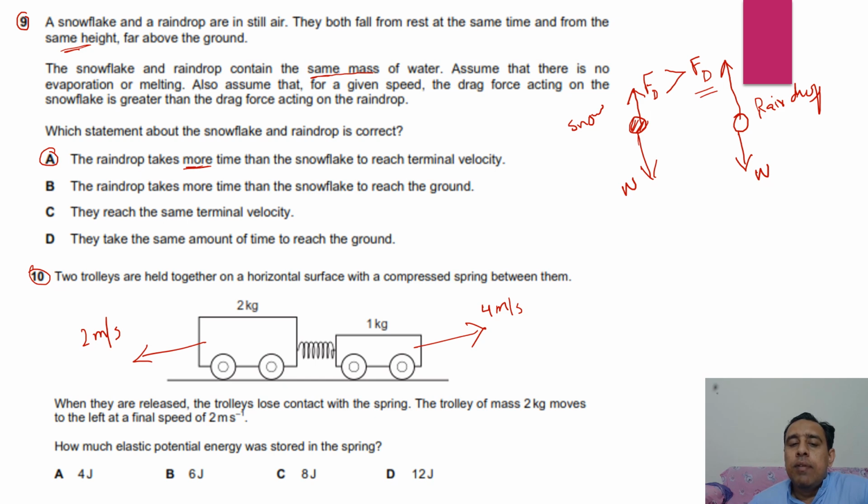Mass is half, speed is double. How much elastic potential energy was stored? The elastic potential energy stored in this spring must be equal to the kinetic energies of these two trolleys. So elastic potential energy EPE is half mv squared. M is 2 and v squared is this one, that is half mass and 4 squared.